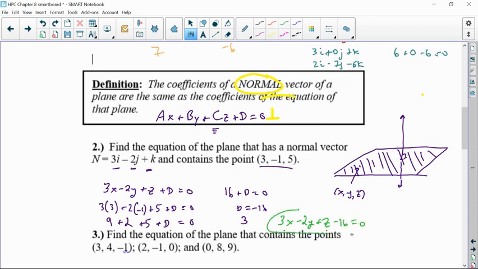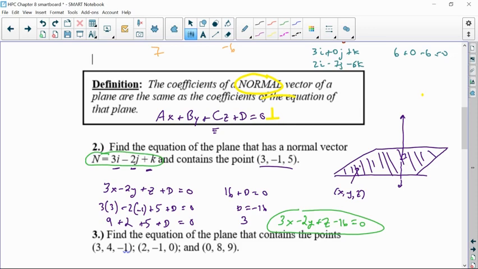Now, sometimes students ask, could you put the 16 on this side? Sure, that's fine, it doesn't matter. But in terms of format, a lot of times you do just set it equal to 0. So since they gave us the normal vector, there really wasn't a whole lot of work for us to do.